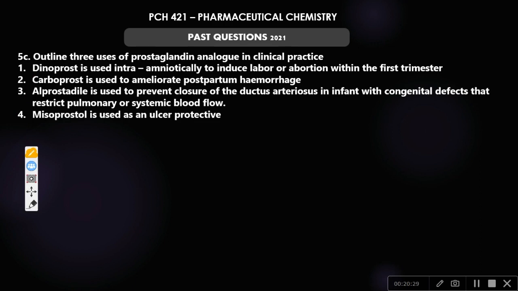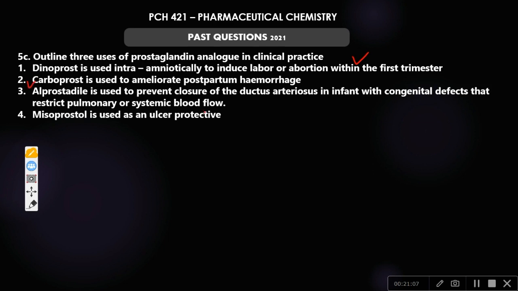Dinoprostone is used intraamniotically. This is something that we already learned in pharmacology, right? It's used intraamniotically to induce labor or abortion within the first trimester, right? Then carboprost is also used to induce labor, for it's an abortifacient. Dinoprost, or they call it dinoprostone or dinoprost. Now, okay, we've done dinoprost. We are talking about carboprost.